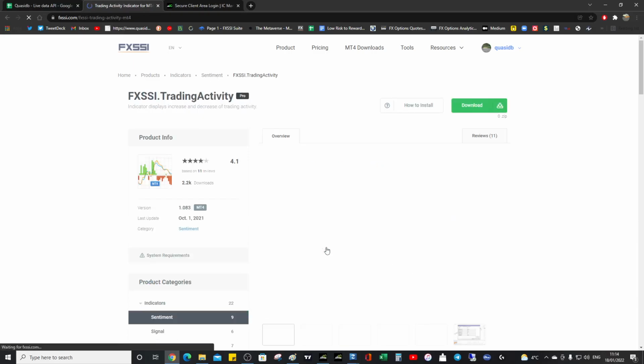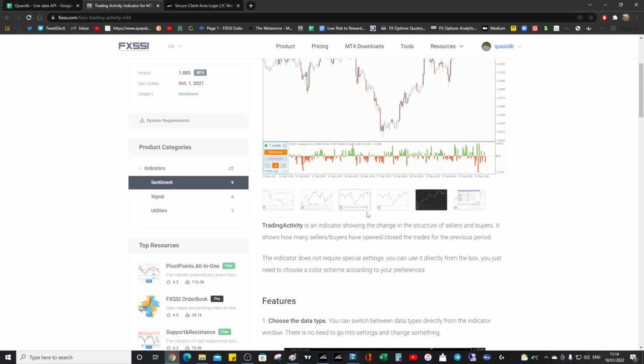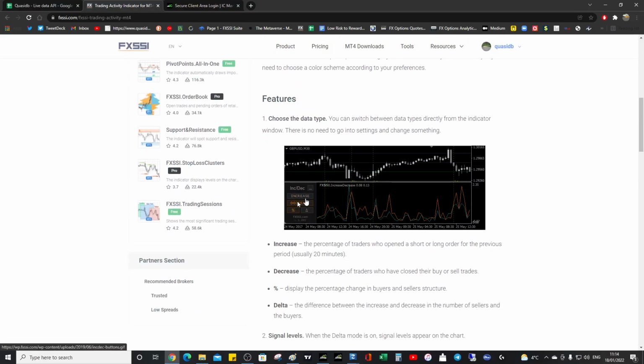Trading activity. There's so many indicators. It's an indicator showing the change in the structure of sellers and buyers. It shows you how many sellers and buyers have opened or closed trades for the previous period, and you can use it directly out of the box. You just need to choose a color scheme according to your preference. So yeah, you've got an increase or decrease of activity, so it gives you a very in-depth analysis of the market, and you can see the percentage change in buyers and sellers.